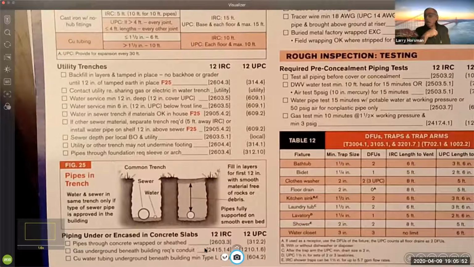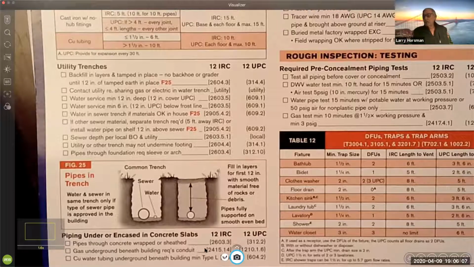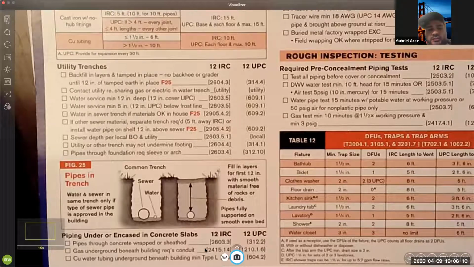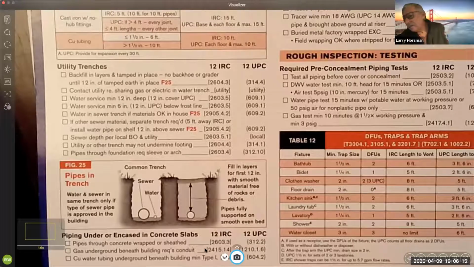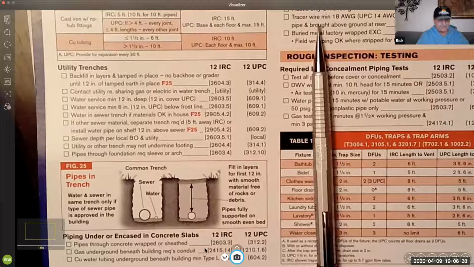Anyway, for utility trenches, there's a little picture there, pipes in the trench. You can put the water and the sewer in the same trench if the sewer pipe is approved. And we don't have that picture in our book. Oh, you don't have that picture. Well, I'll give you that picture then. Like I said, I need to flip through the 8th. I thought I had it, but all I seem to be finding are other editions. Our picture is like this, Larry.